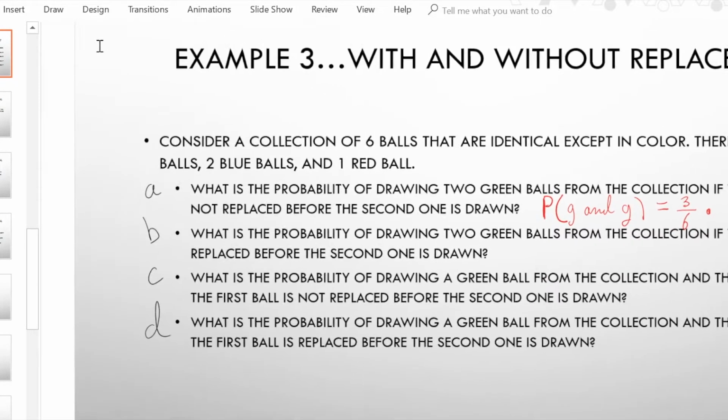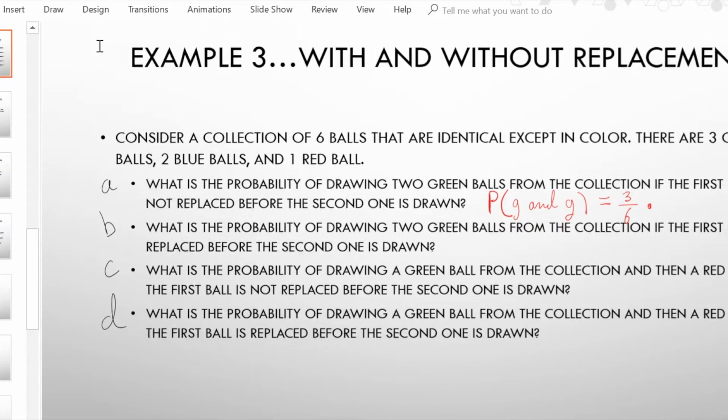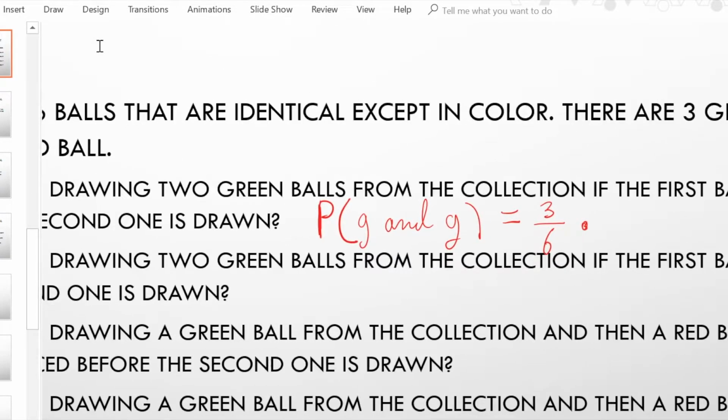Now, this is the part where the wording in these pays attention, or is very crucial, I should say. If the first ball is not replaced before the second one is drawn. So assuming I draw a green on the first one, how many green balls are left when I pick the second one? 2. How many total balls are left? 5, right? That's the trick there. So it's, again, it's not replaced.